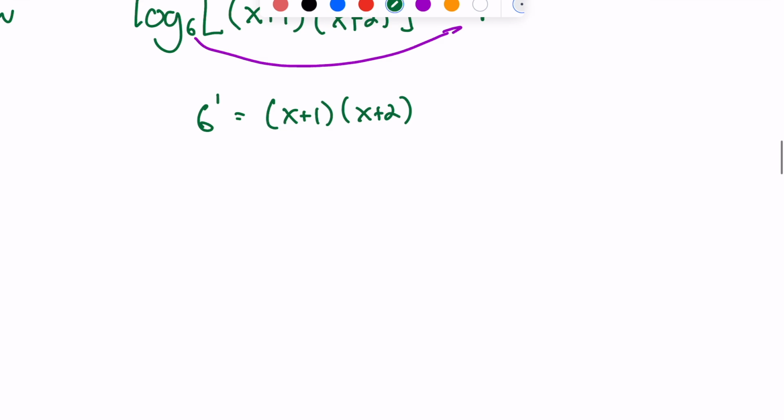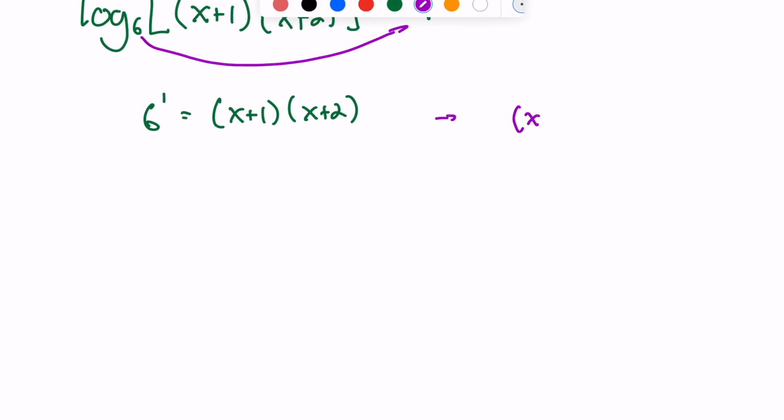Well, when do we see this? When do we see two x's separated by brackets multiplying each other? Well, this is leading towards quadratics, right? And in quadratics, we had to have our two brackets, like x plus 1 and x plus 2. But remember, there needed to be a 0 here.